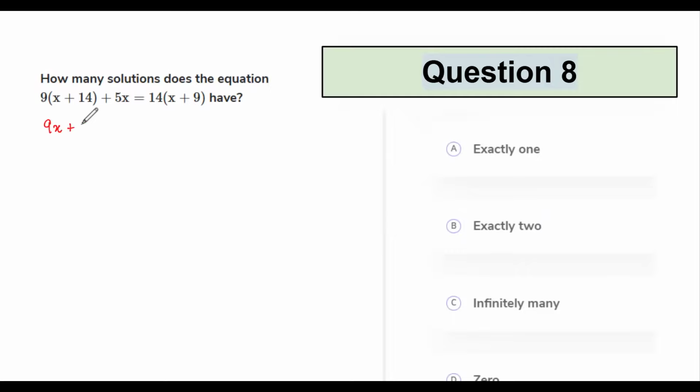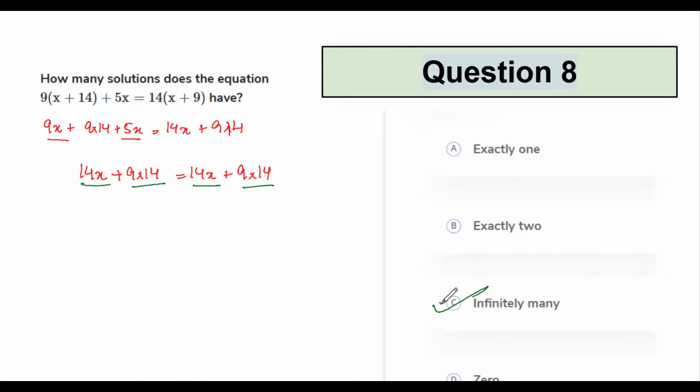9x plus 9 times 14 plus 5x equals 14x plus 9 times 14. Now 9x plus 5x is 14x, plus 9 times 14 equals 14x plus 9 times 14. Now see, they are exactly the same equations. You can check, the variable part is the same and the constant part is also the same. So there are infinitely many solutions. Okay, I hope you understand, students.